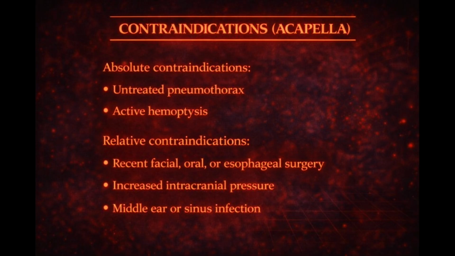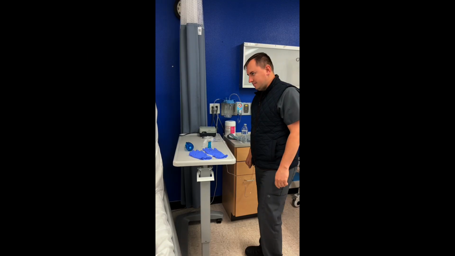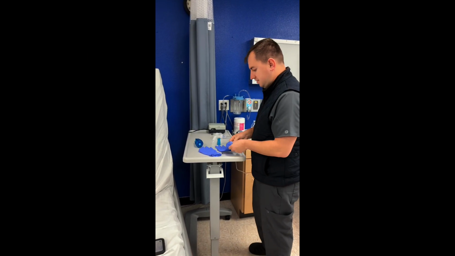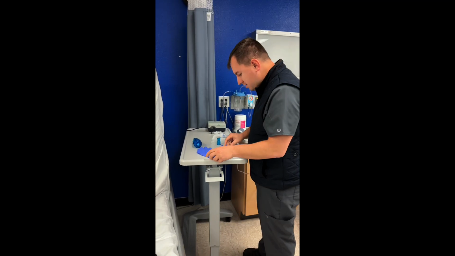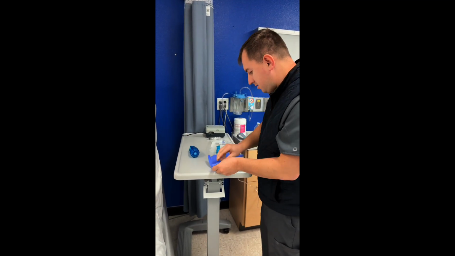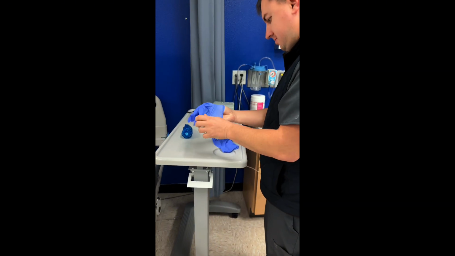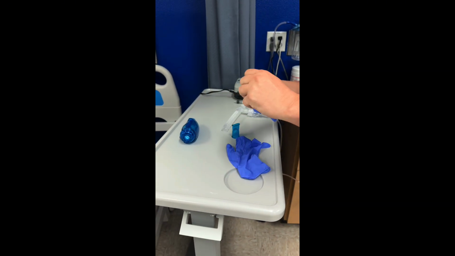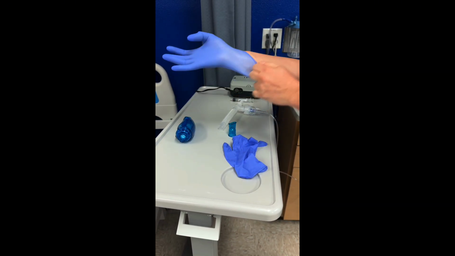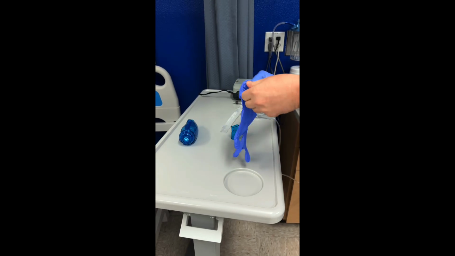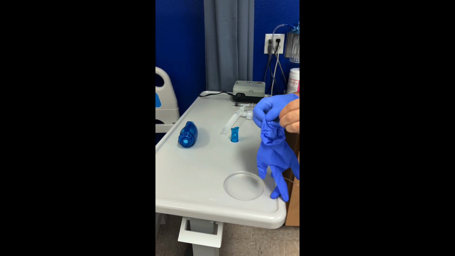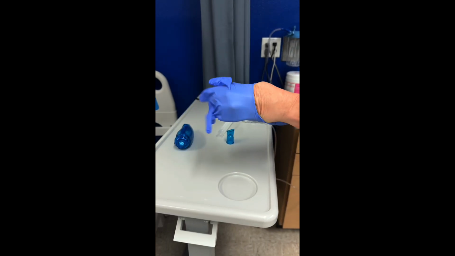The initial settings of the Acapella involve adjusting the resistance dial so the patient can maintain a slow, controlled exhalation lasting about 3 to 4 seconds. Resistance is adjusted based on the patient's comfort and effectiveness. Now I'm going to explain how to properly set up and use the Acapella positive expiratory pressure device.